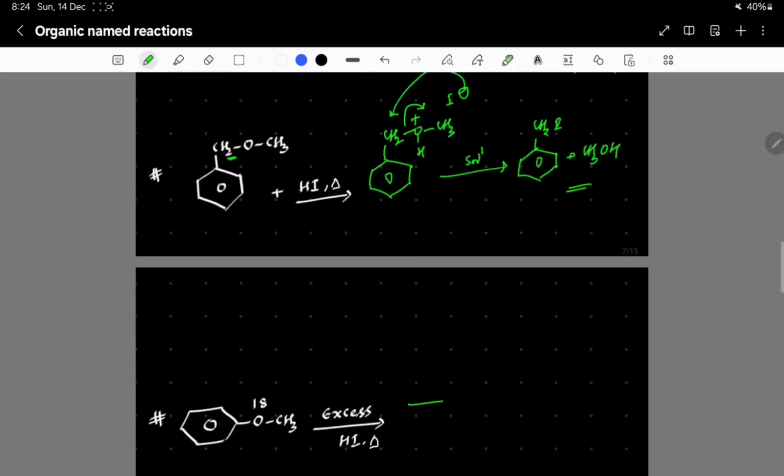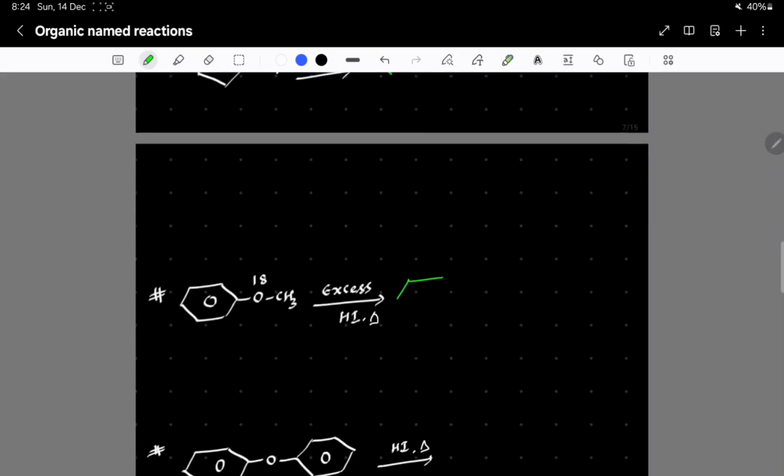Excess HI is given, so we will check. Step 1 will be the formation of oxonium, protonation of oxygen. Then I minus attacks. If I minus attacks here, I cannot do that, because SN2 is highly restricted and not possible here, right?